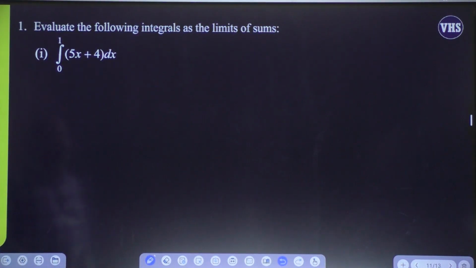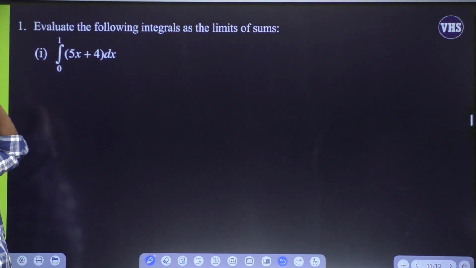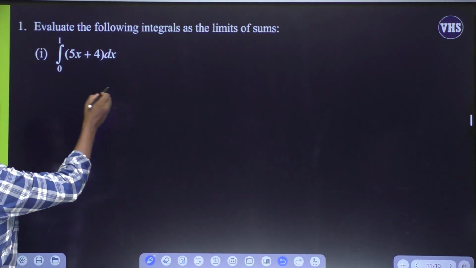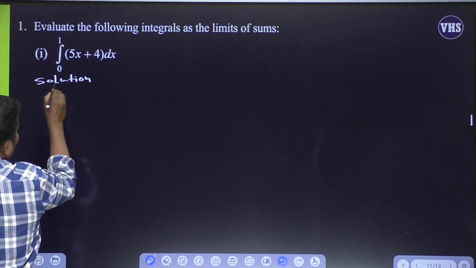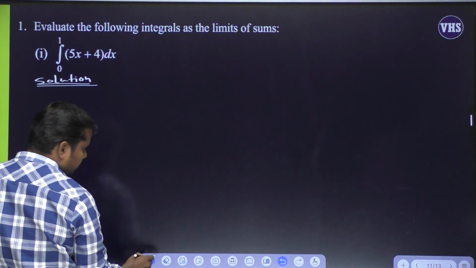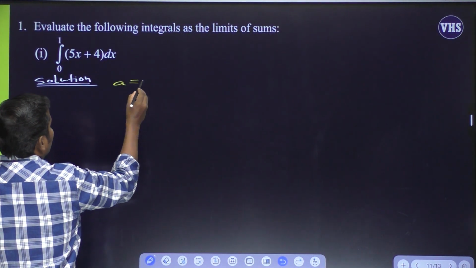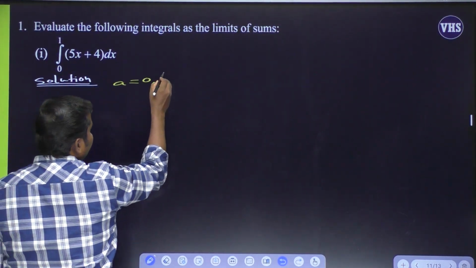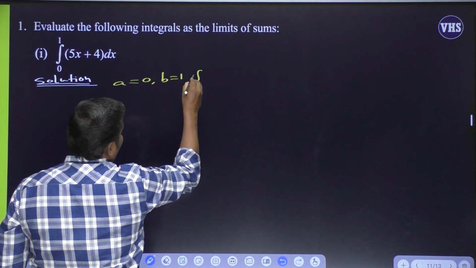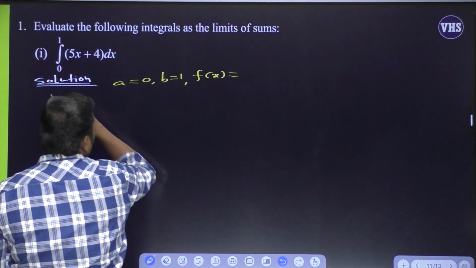Evaluate the following integral as the limit of sums. Integral 0 to 1 of 5x plus 4 dx. In the usual way, let us proceed. What is a? What is the a value here? a value is 0, the lower limit. What is the b value there? 1. What is f of x here? This is our f of x, 5x plus 4.